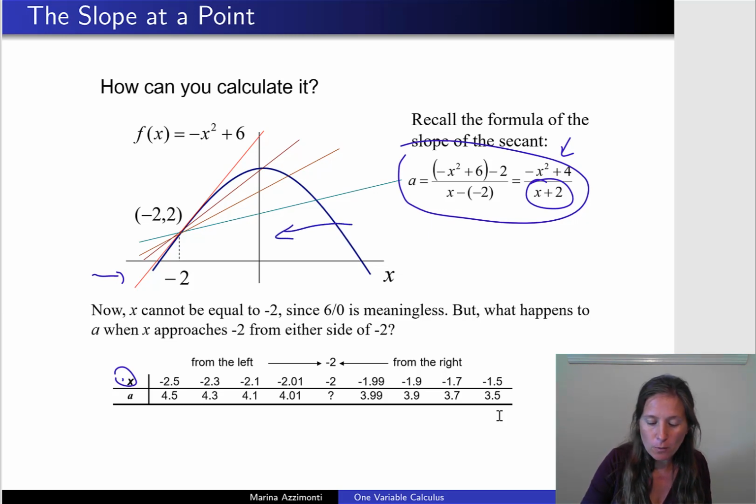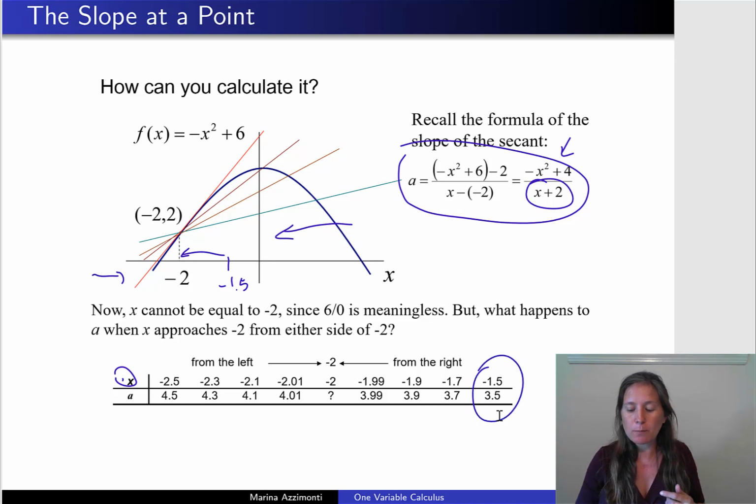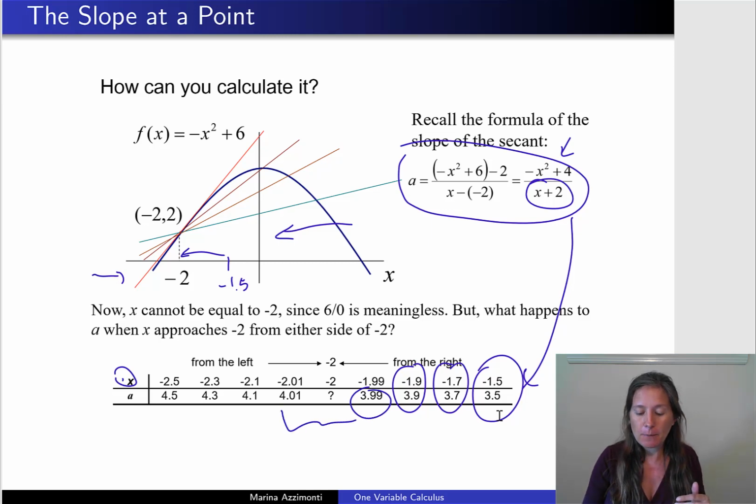say we start from minus 1.5 all the way to minus 2, again, we see that at minus 1.5, using this formula, the slope is going to be 3.5, and minus 1.7 is 3.7, and minus 1.9 is 3.9, and so on and so forth. The closer we get to minus 2, the closer this slope is becoming to 4. So a good guess of what the slope of this quadratic function is at point minus 2 is the number 4.